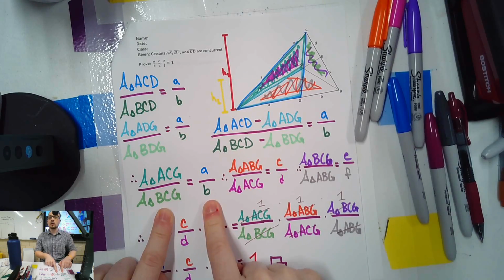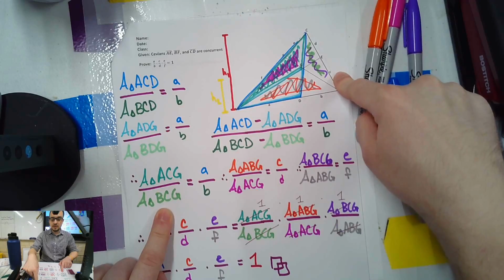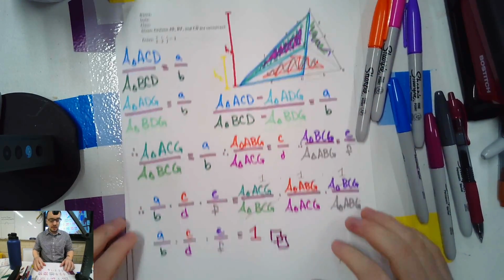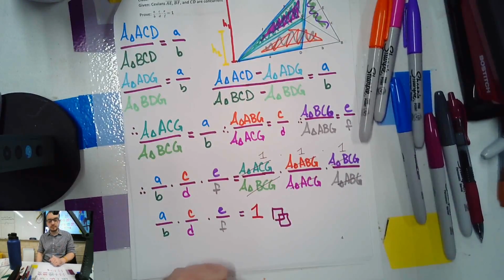Now I did the same thing for all the rest, right? This triangle and this triangle goes with D and C. This triangle and this triangle go with E and F. Then I multiplied them all together, right? And found out they cancel. And that's my proof.